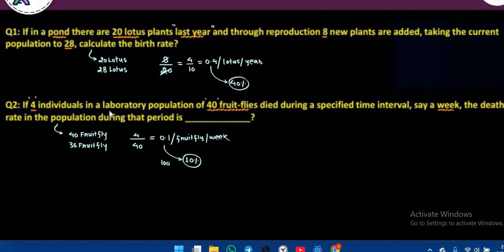Question number 2. If 4 individuals in a laboratory population of 40 fruit flies die during a specified time interval, say a week, the death rate of the population during the period is: 40 fruit flies, 36 fruit flies, 4 by 40 is equal to 0.1 fruit fly per week, 10%. Population during that period is 10%.